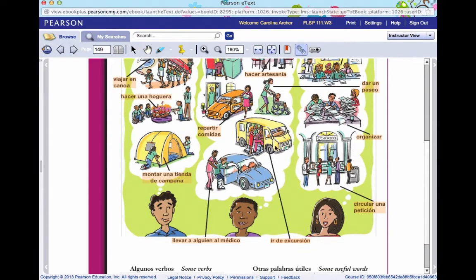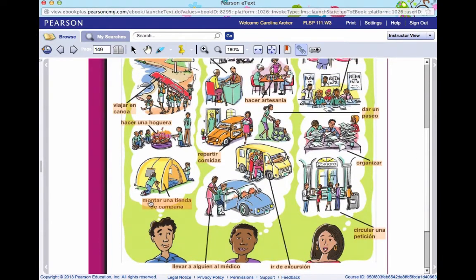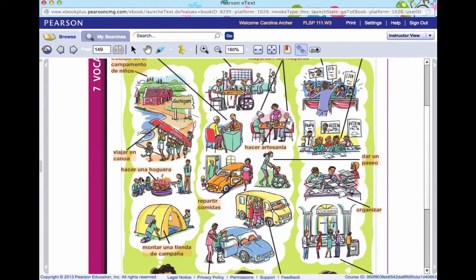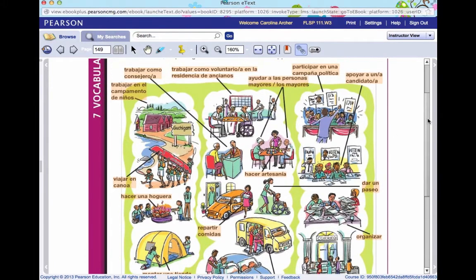Ir de excursión, go on an excursion. Llevar a alguien al médico, take someone to the doctor. Montar una tienda de campaña, to put together or to assemble a tent. And notice that montar is a word that we used in chapter 2, I believe it was, when we talked about ride a bicycle, we used the word montar, montar una bicicleta. So sometimes there are words that can be used in more than one way. Hacer una hoguera, to make a fire. Viajar en canoa, to go canoeing, or viajar means to travel, but in this case the expression will be to ride in a canoe.